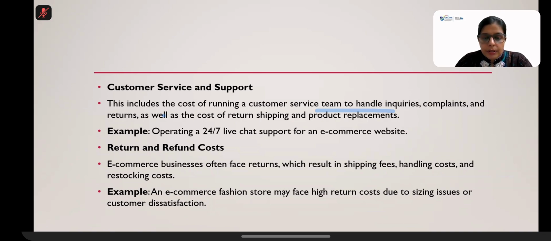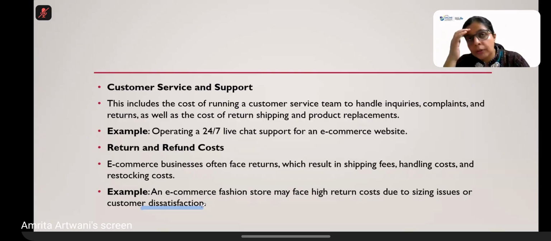So an e-commerce fashion store may face high return costs due to sizing issues or customer dissatisfaction. This involves collecting the goods from the customer's place and making sure the goods reach back to the seller. So this is reverse logistics. Logistics is when the goods are traveling from the seller to the customer, through different modes and means. And reverse logistics is when goods are traveling back from customers to sellers.